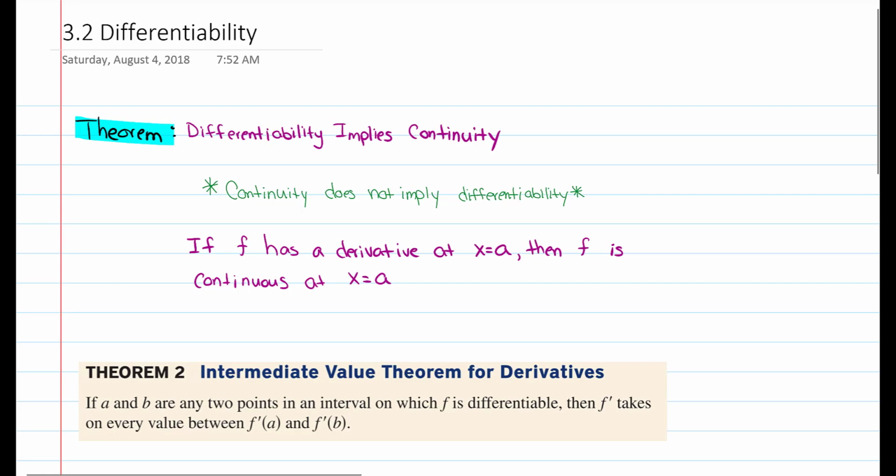An example of this is the absolute value function. So the absolute value function is continuous everywhere. However, it's not differentiable at x equals 0 because of the corner.